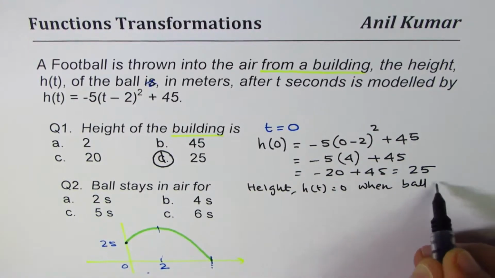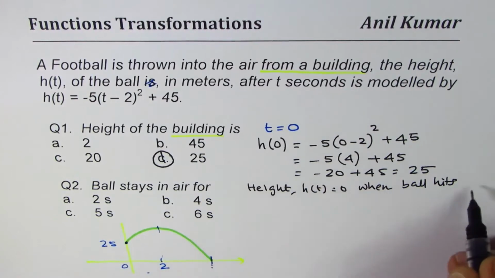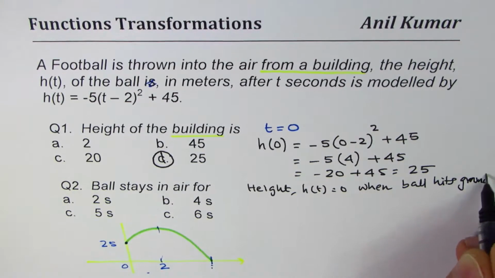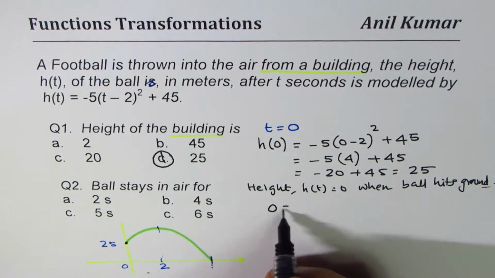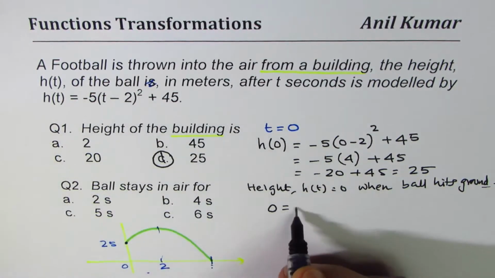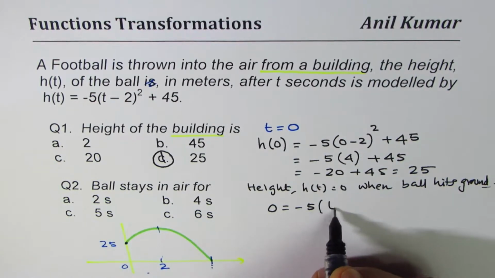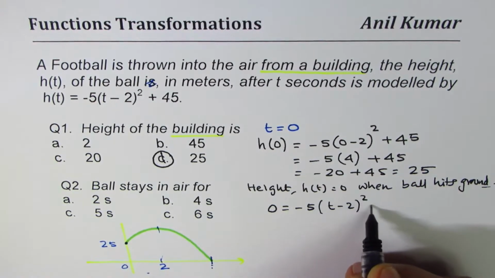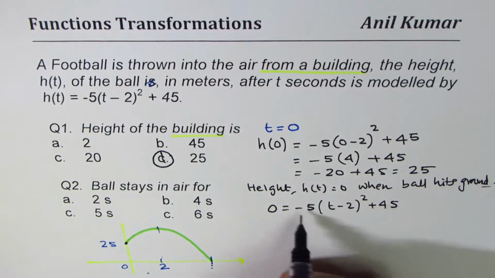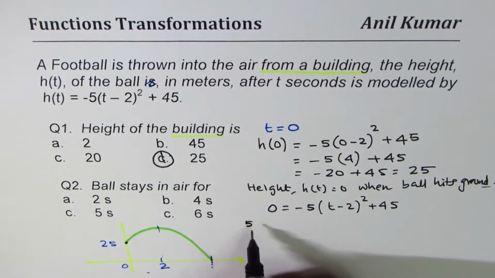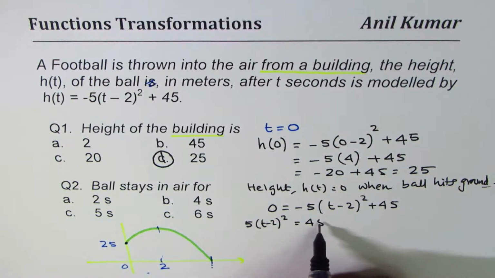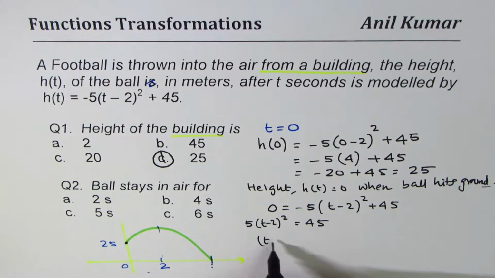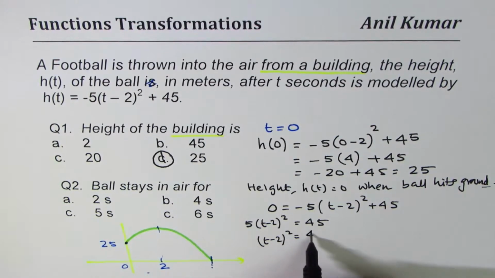So at this time, the height is 0, when ball hits ground. So let's substitute 0 here for height and solve for it. So we get 0 equals minus 5 times (t minus 2) whole square plus 45. We'll solve for t, that's the only variable here. Bring this whole term to the left, so we got 5 times (t minus 2) whole square equals to 45. Now divide by 5, so we have t minus 2 whole square equals to 45 divided by 5, which is 9.